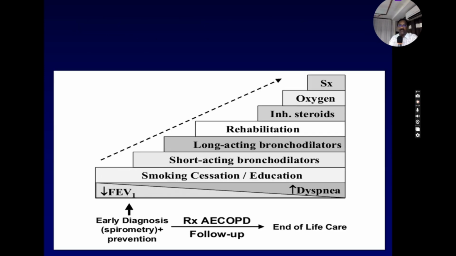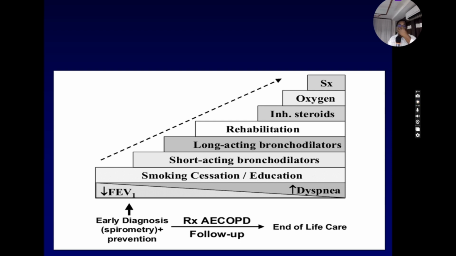See, if you see here, the first thing is that the forced expiratory volume in 1 second, the FEV1, will start to reduce. But most people will be asymptomatic at this juncture. Finally, when the FEV1 is very much reduced, slowly the dyspnea will appear, and finally they need either short-acting or long-acting bronchodilators, or inhalations, or oxygen, and finally admissions, respiratory failure and death. So that's how it happens.